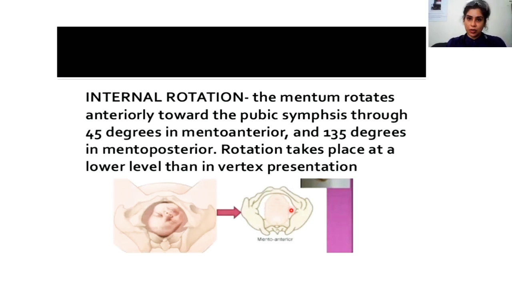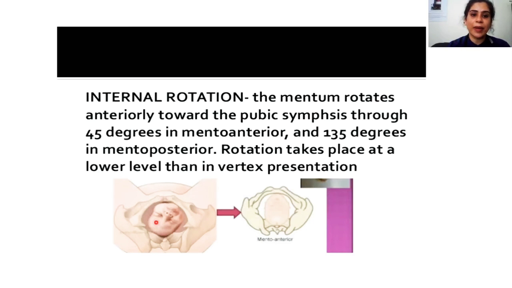Then there is internal rotation. So there will be increasing extension. The head is coming like this. When the mentum touches the pelvic floor, it rotates by 1/8 of a circle, bringing the mentum under the pubic symphysis. Hope this is clear to you.